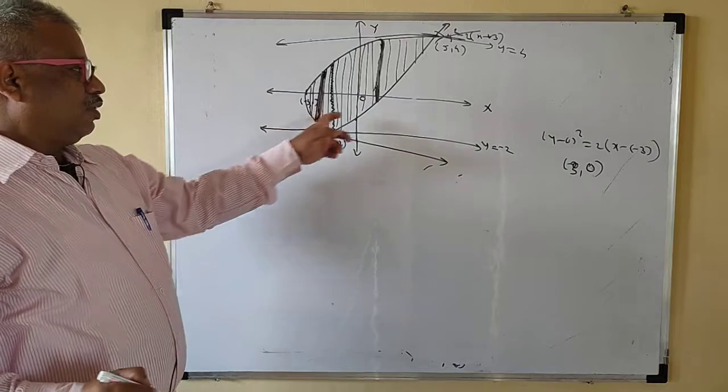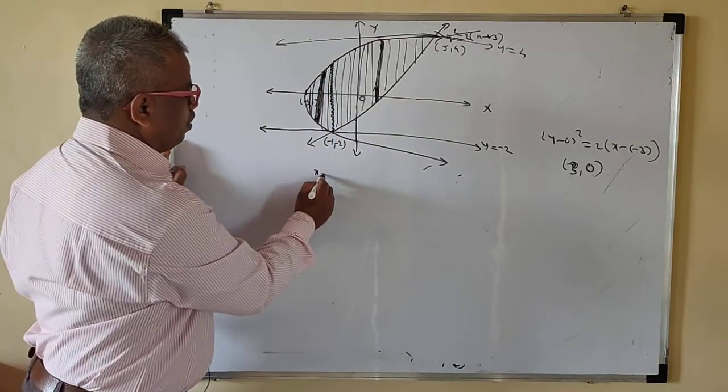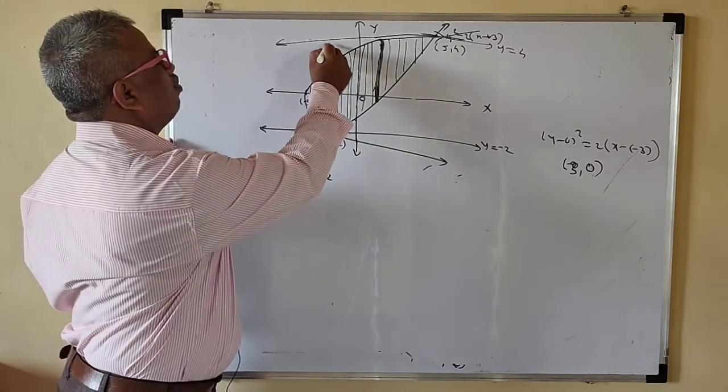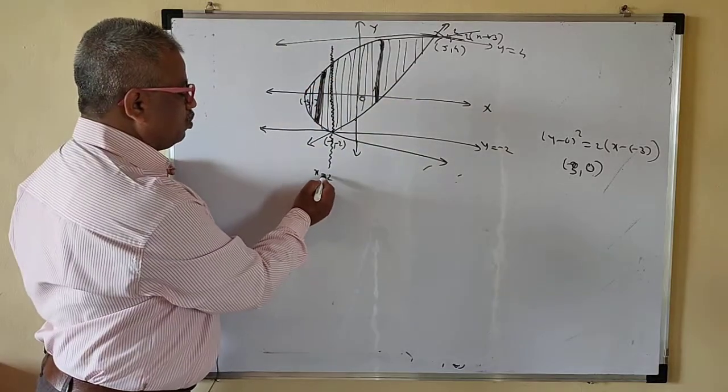For here, to the left of this curve is what? x is equal to minus 2. This curve is actually a straight line. For your understanding, I am drawing it like this, for x is equal to minus 2 here.